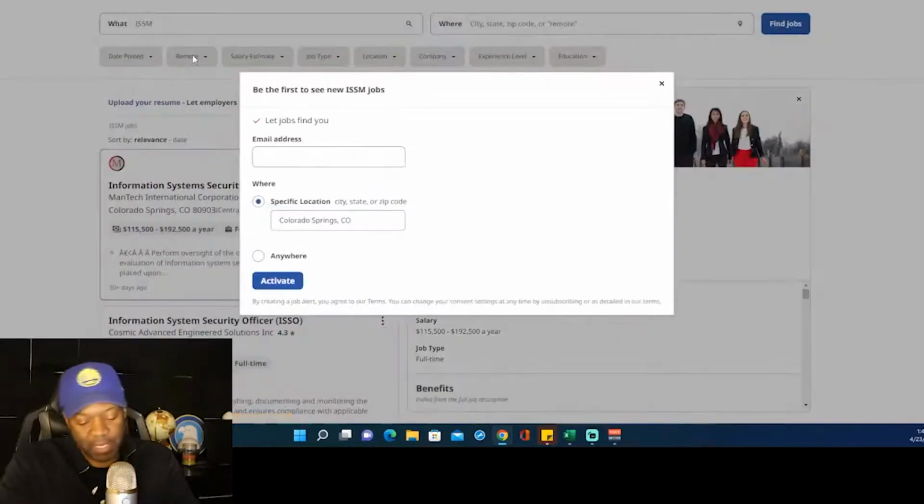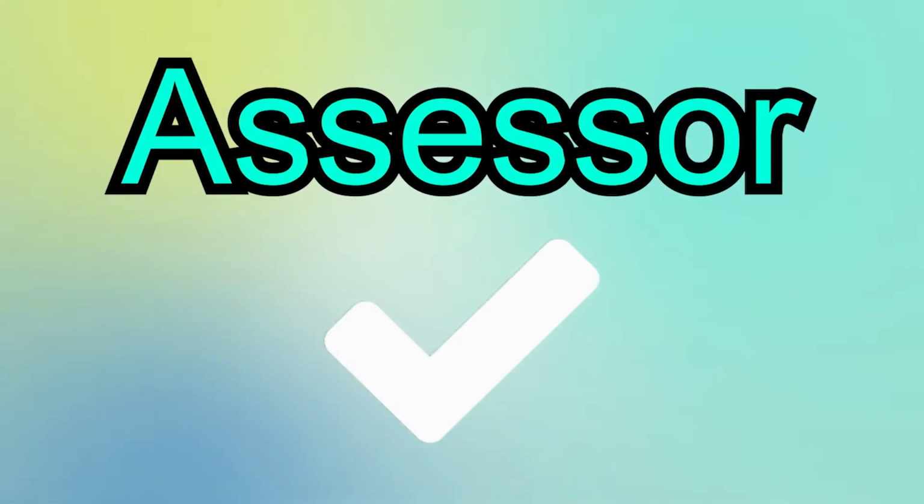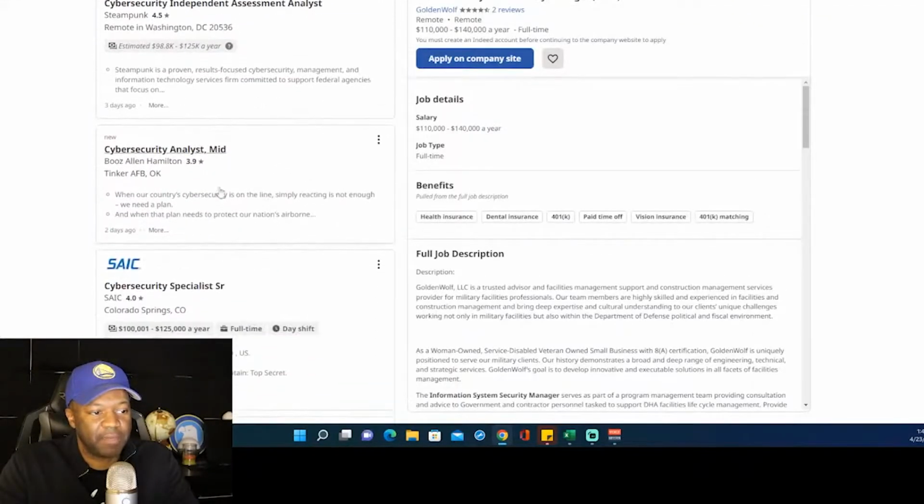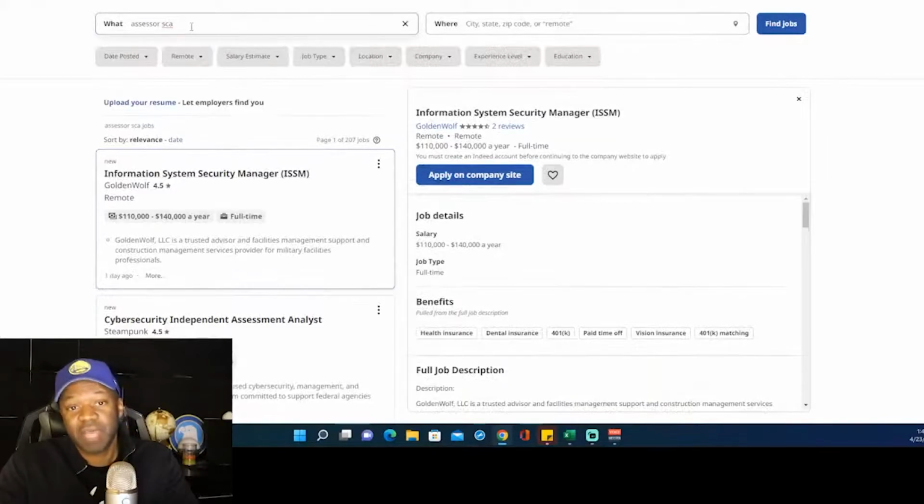Another thing you could type in, auditing is also within the GRC roles. You could type in assessor, SCA. An SCA is also within the GRC roles. And as you can see, other things are popping up. People don't always use ISSO. As far as the role title, they don't always use SCA. They don't always use assessor. Sometimes they use the term auditor.